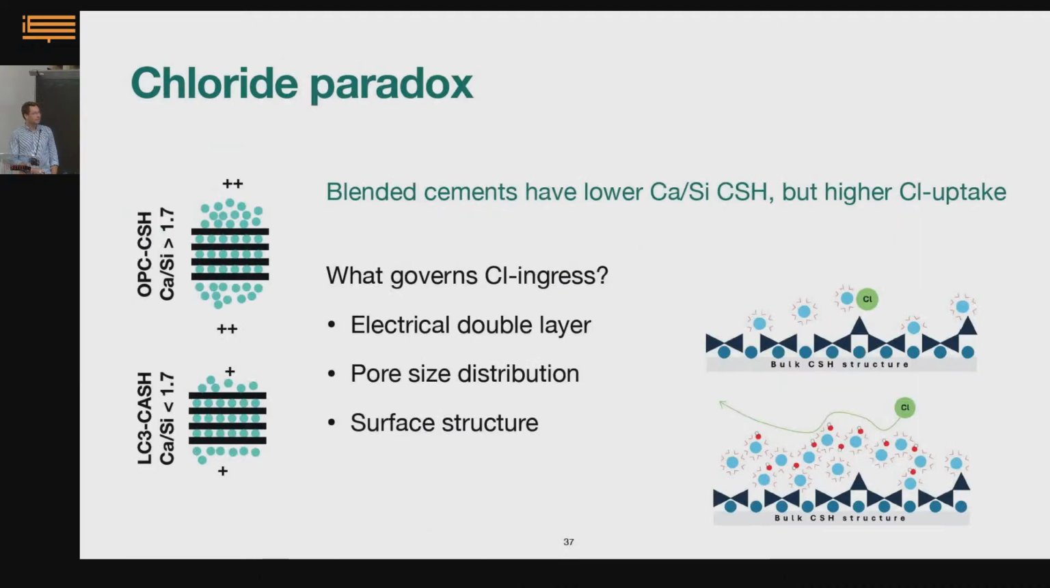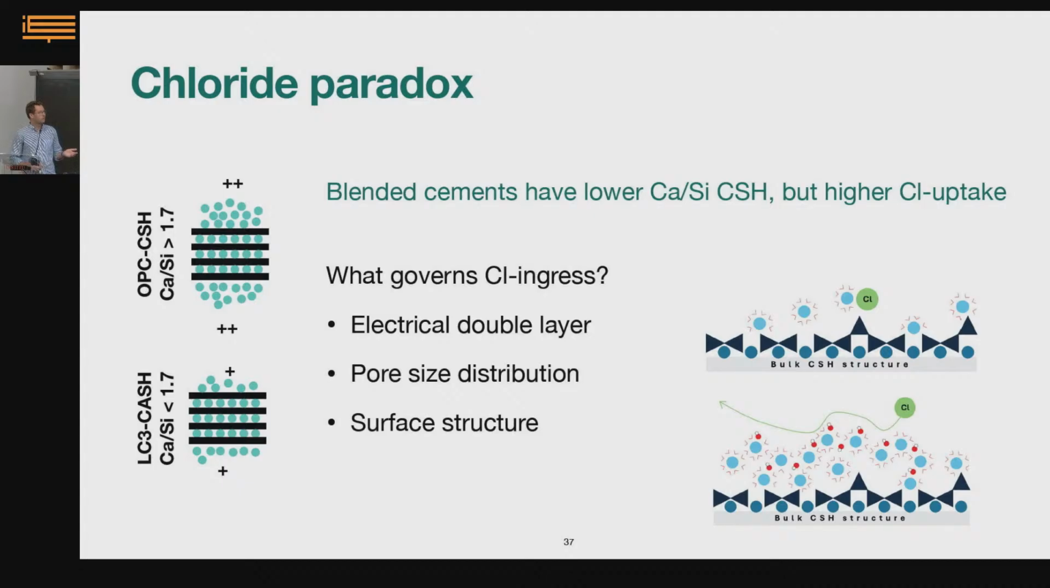And the last thing I'm currently obsessing about, and we'll look at it over the next summer mostly, I call the chloride paradox, because something about chloride doesn't make sense to me, at least. To my understanding, correct me if I'm wrong, chloride uptake in OPC cements is lower than in blended cements. So we have less chloride ingress in blended cements, which does not make sense if you think about what we learned about the CSH.